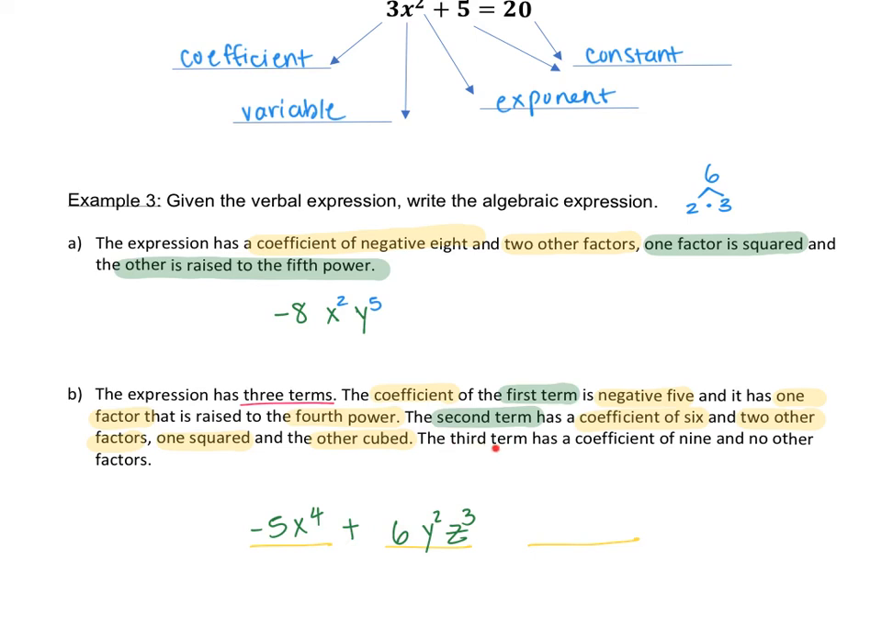Now, the third term here, oops, I meant to use a highlighter. The third term has a coefficient of 9 and no other factors. So because it says no other factors, you don't need to use variables. So a coefficient of 9, I'm going to put a 9 on my third term. And it doesn't say it's a -9, so I'm going to assume it's positive. So I'm going to use a plus sign. And that's it, guys. That's how you can structure this. And this one's for 3 terms.